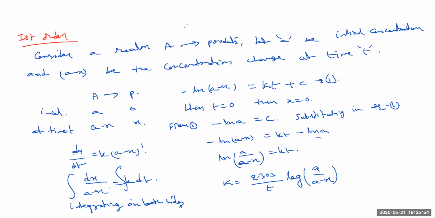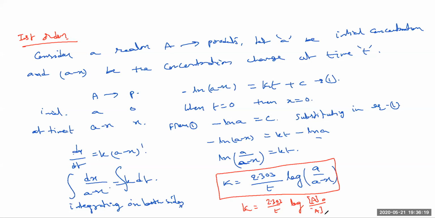Okay, now students, this is the first order rate constant equation. You can write k is equal to 2.303 by t into log of initial concentration a, a constant, divided by a minus x. Instead of a minus x, a you can write. That is the first order rate constant equation.